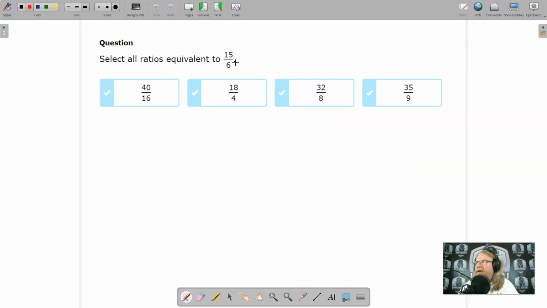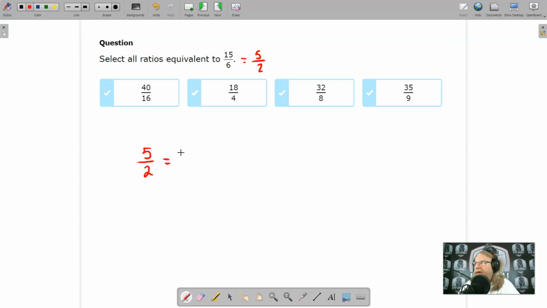Select all ratios equivalent to 15 over 6. Well, I noticed that 15 and 6 are both divisible by 3. So I could rewrite 15 over 6 as 15 divided by 3 is 5, and 6 divided by 3 is 2. So I could compare everything to 5 over 2. I just simplified the ratio. So 5 over 2. Let's see.